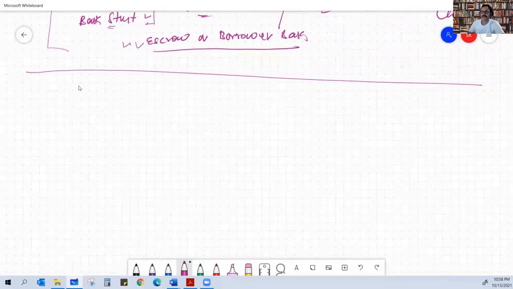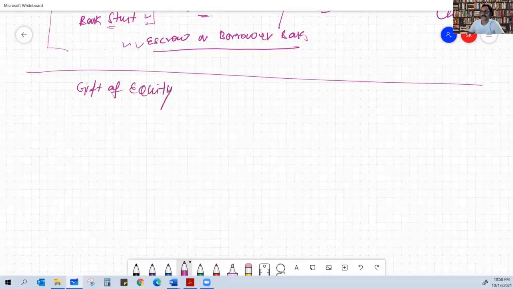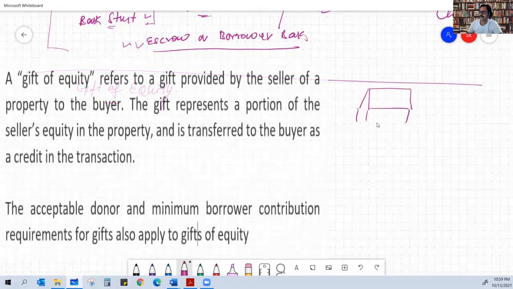Now the next topic is about the gift of equity. Whenever I say gift of equity, let's say it is my property. Mostly, gift of equity will be done by relatives. So let's say this is my property, and I want to sell this property to my relative. Somebody is going to sell the property to the relative, right?